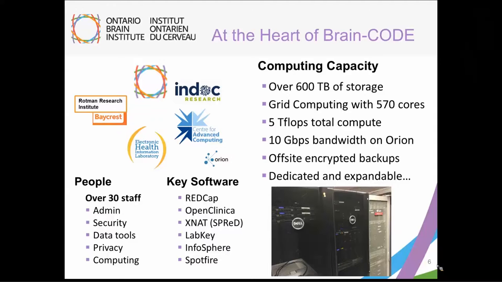So on the top right, you see the computing capacity that we have with the platform. So we have over 600 terabytes of storage available. The grid computing is also a core capacity that we have on the platform with over 570 cores that are available for this. Overall, when we look at all the infrastructure available for BrainCode, we have over 5 teraflops of total compute power. As I mentioned earlier, we're connected to the Orion network, which affords us a 10 gigabit per second bandwidth for data transfers, which is quite high.